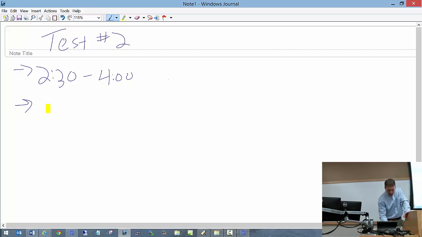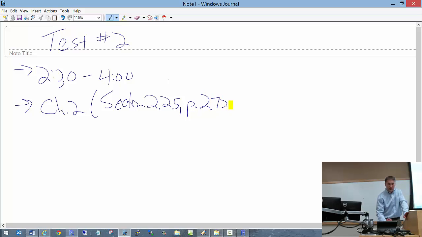The material on the exam is Chapter 2, starting at section 2.2.5, which is page 2.72 of the notes. So everything, I guess the second half of Chapter 2, I guess that's the best way to put it. Chapter 3, and then also Chapter 4. No Chapter 5.